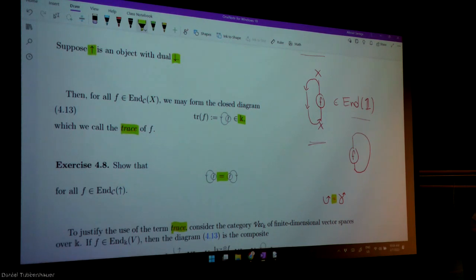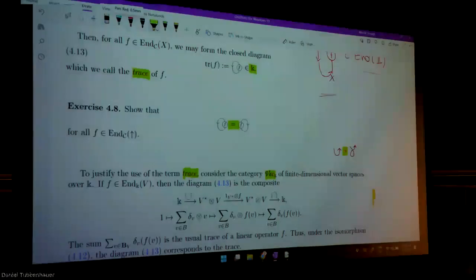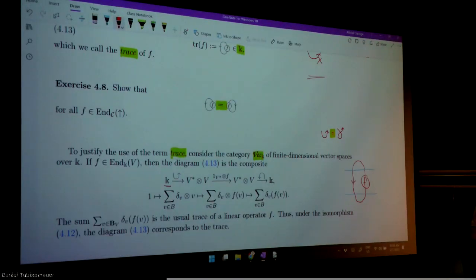So why do we call this trace? Well, let's look back to our favorite example, finite dimensional vector spaces over a field. But what I'm about to say also applies to the category of finite dimensional modules over a group or over a Lie algebra; the exact same proof works. So let's look at this picture. Let me redraw this picture and break it into pieces. So we've got F, which for vector spaces is the one-dimensional vector space.